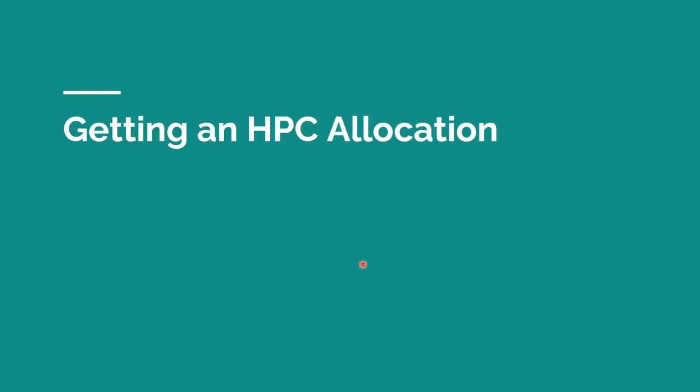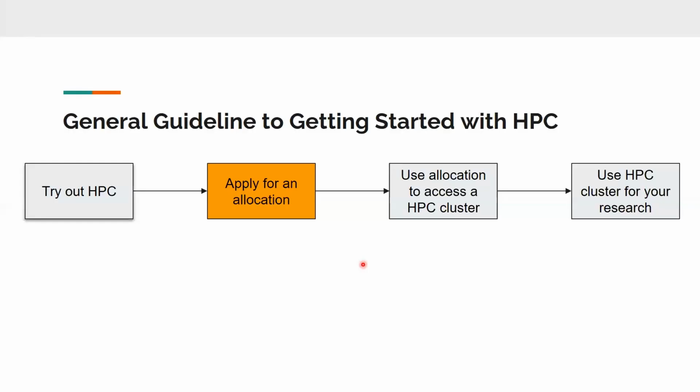Okay, so I've talked about this. There's potentially a case for anyone in the audience to move from their desktops to an HPC cluster. How would you go about doing this? That's this next part, applying for an allocation.